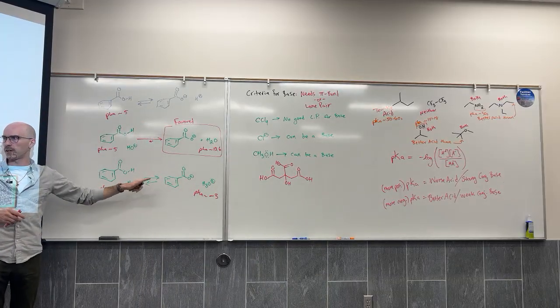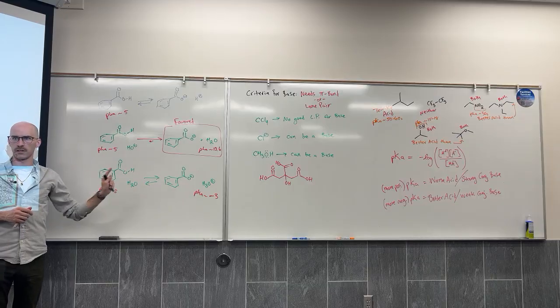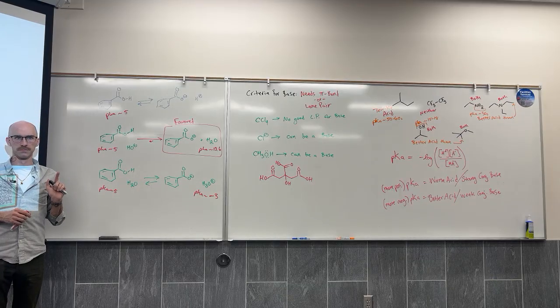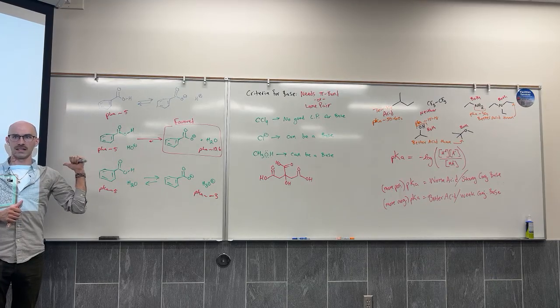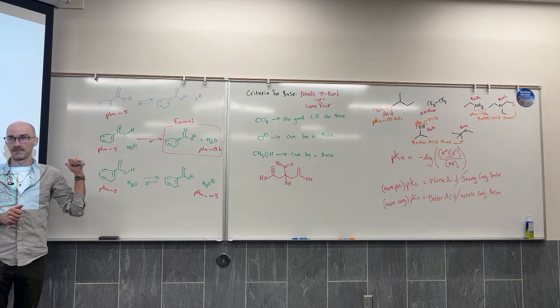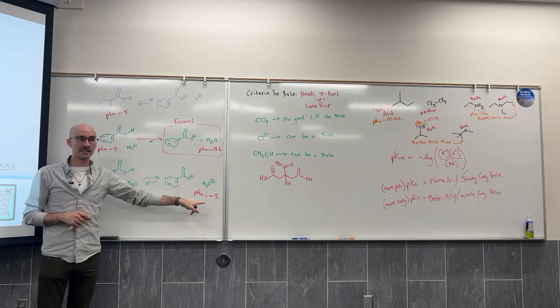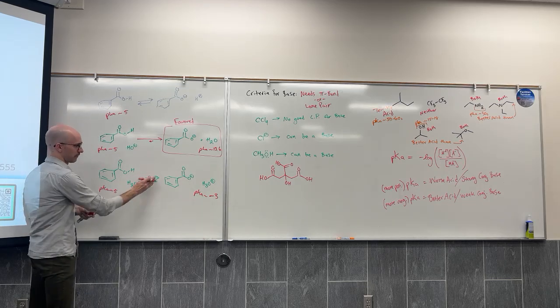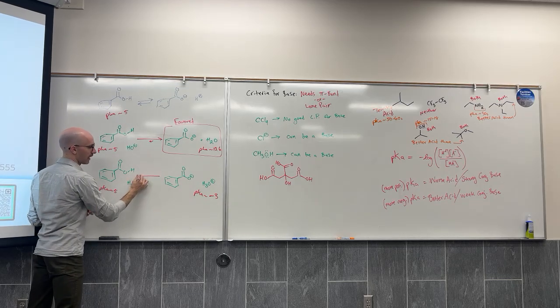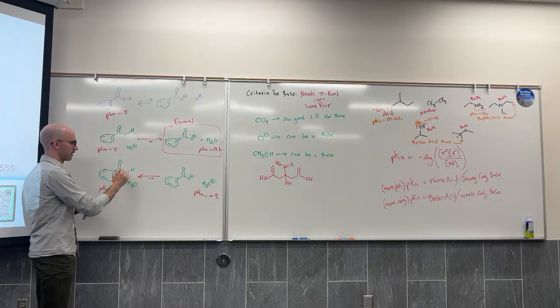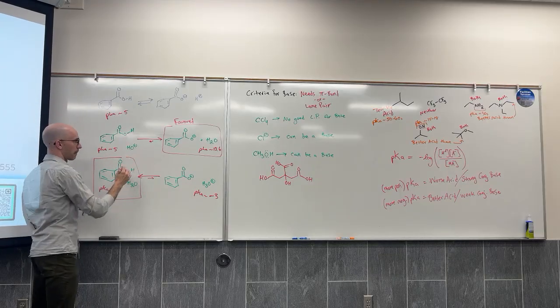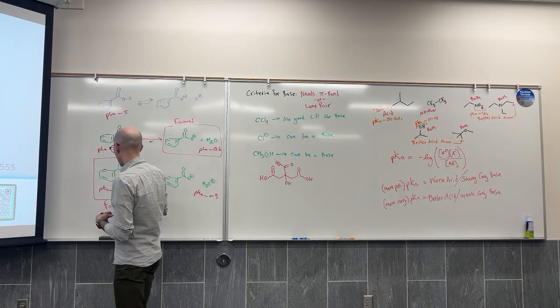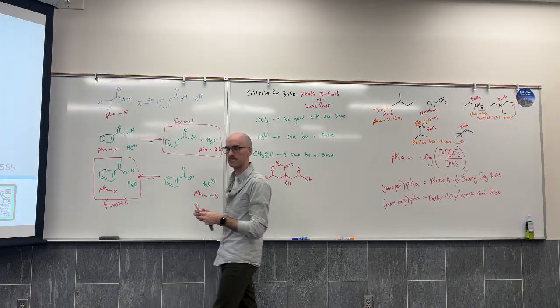Which side of the equilibrium is favored? Hydronium is a better acid than benzoic acid. So if hydronium exists, no, it doesn't. It deprotonates itself, and it protonates benzoic acid. This side is favored by equilibrium.